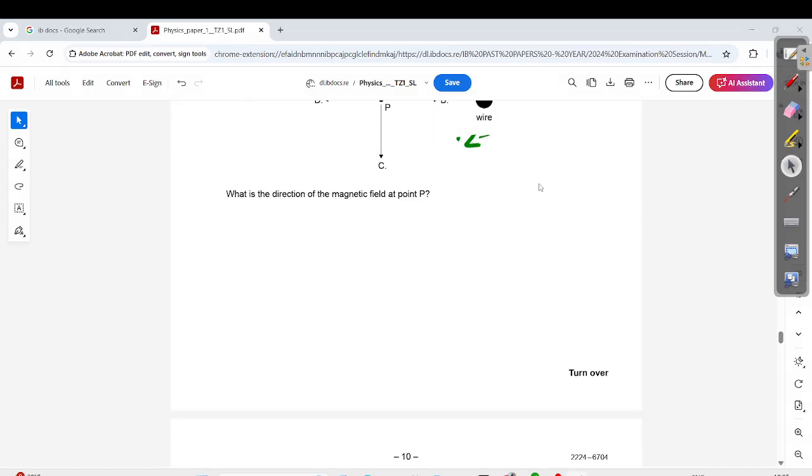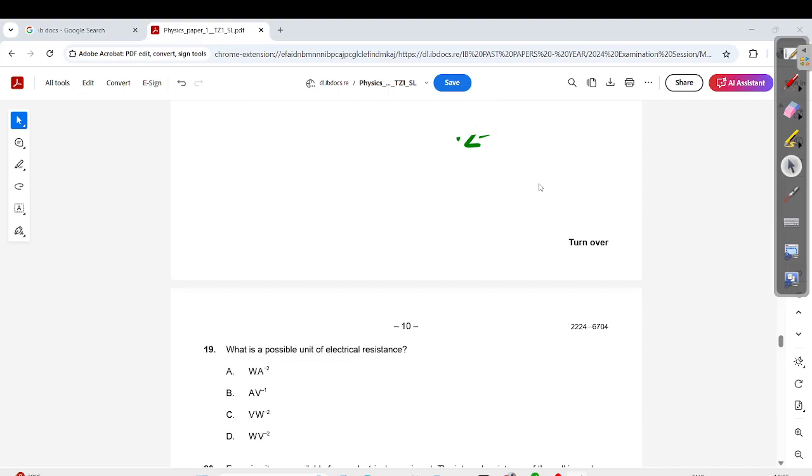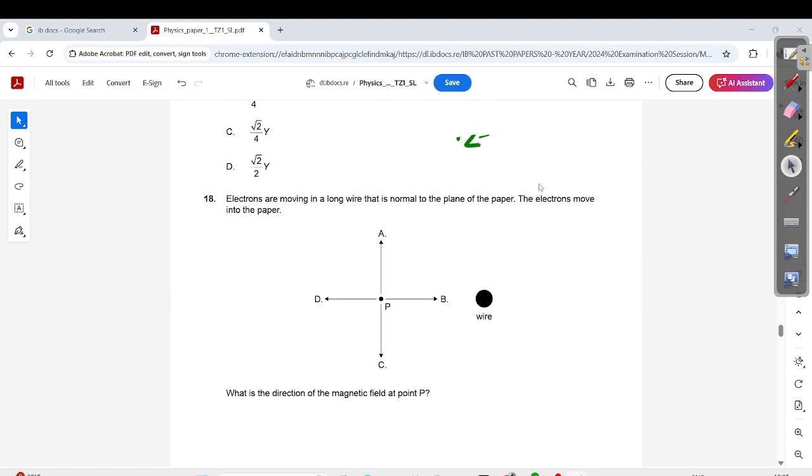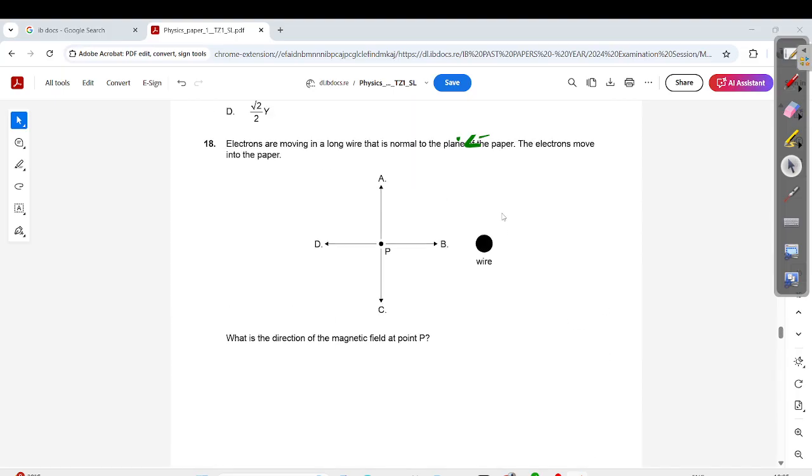Let us see if some options are there. Oh, it will form concentric circles. It's not an MCQ, I guess. It forms concentric circles. Oh, the electrons move into the paper, what is the direction? Oh, there you have just marked the direction.